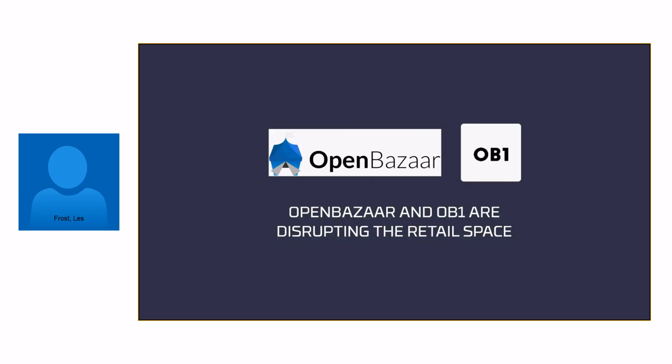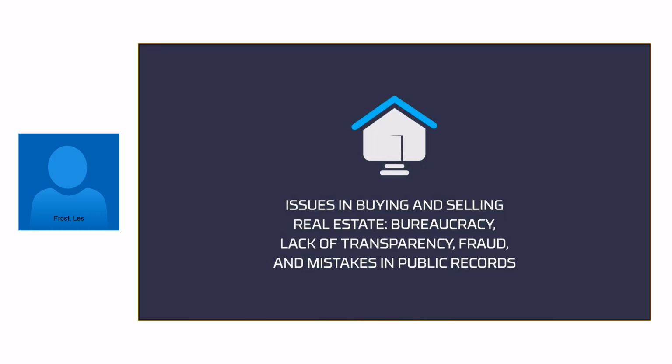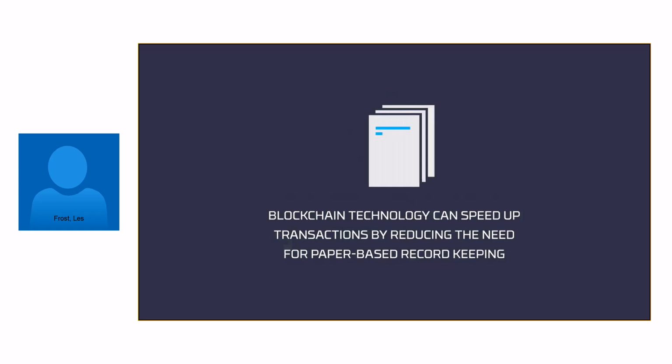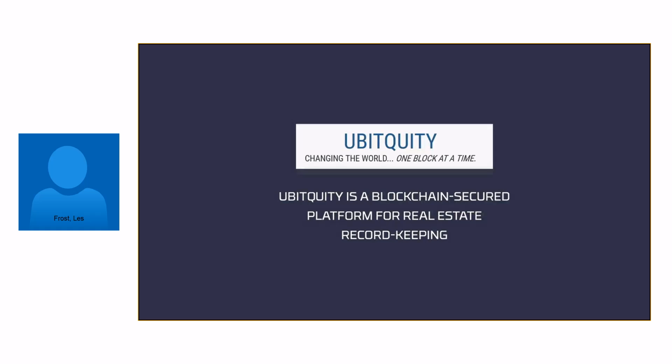Number 17, real estate. Some of the issues in buying and selling real estate are bureaucracy, lack of transparency, fraud, and mistakes in public records. Using blockchain technology can speed up transactions by reducing the need for paper-based record keeping. It can also help with tracking, verifying ownership, ensuring accuracy of documents, and transferring property deeds. Ubiquity is a blockchain-secured platform for real estate record keeping that is an alternative for legacy paper-based systems.